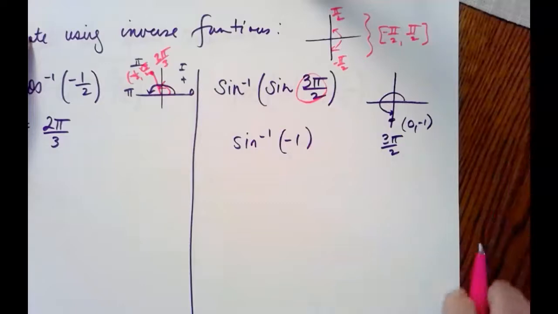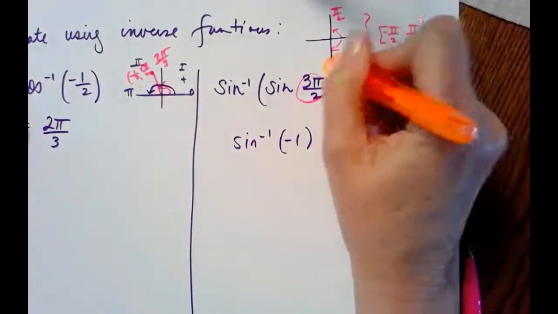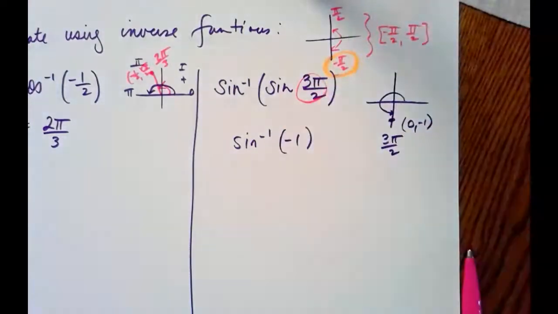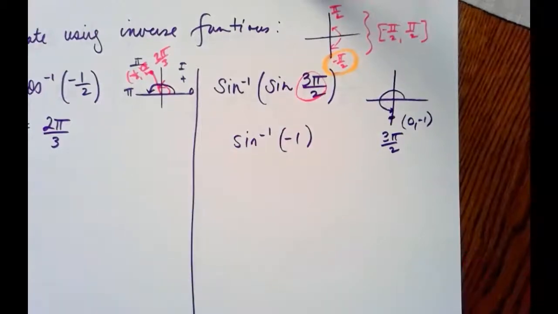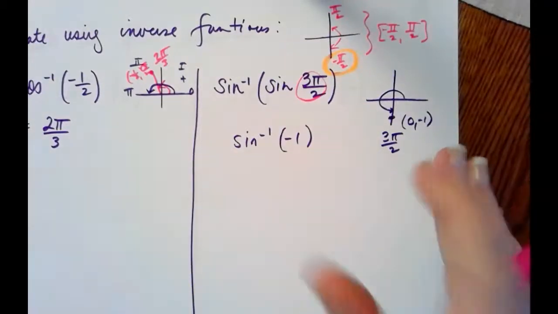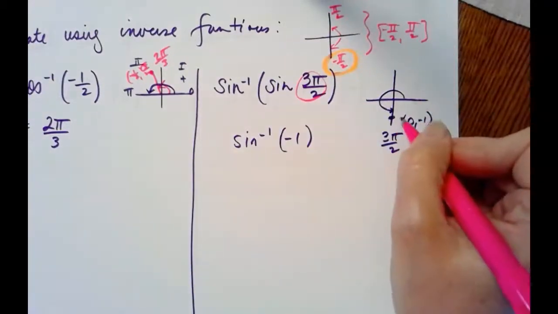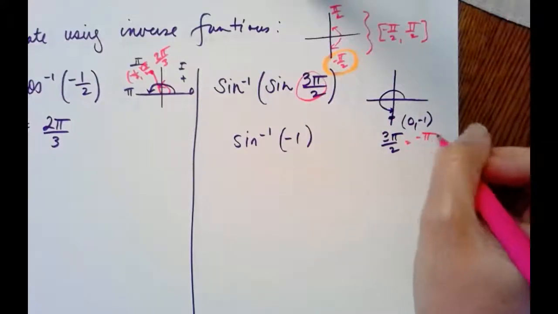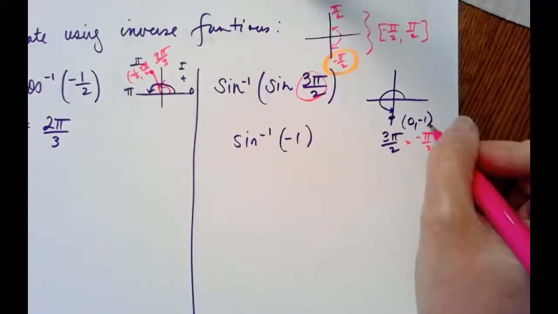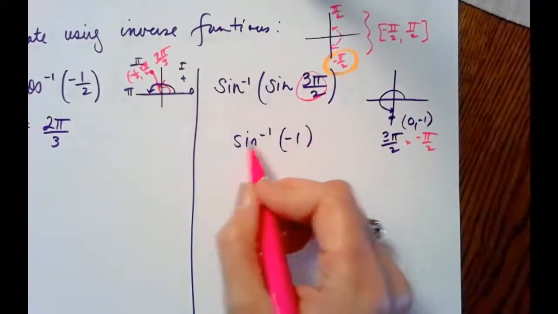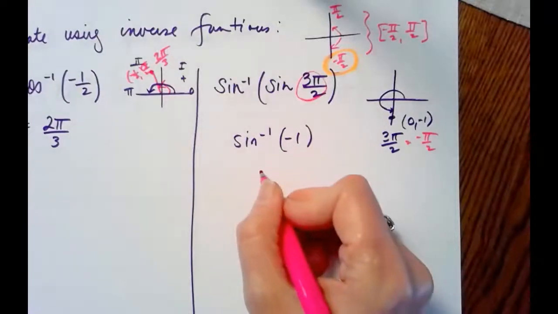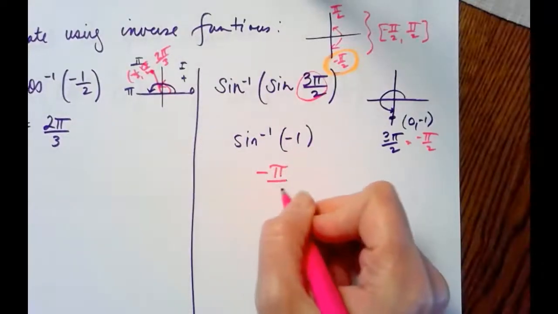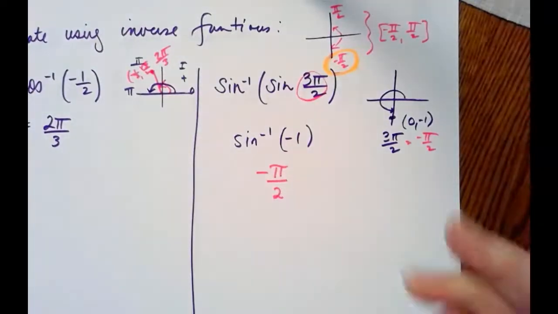But what is coterminal with 3 pi over 2? 3 pi over 2 is coterminal with negative pi over 2, and at negative pi over 2 is where we find the coordinates 0, negative 1. So the inverse sine of negative 1 is negative pi over 2.